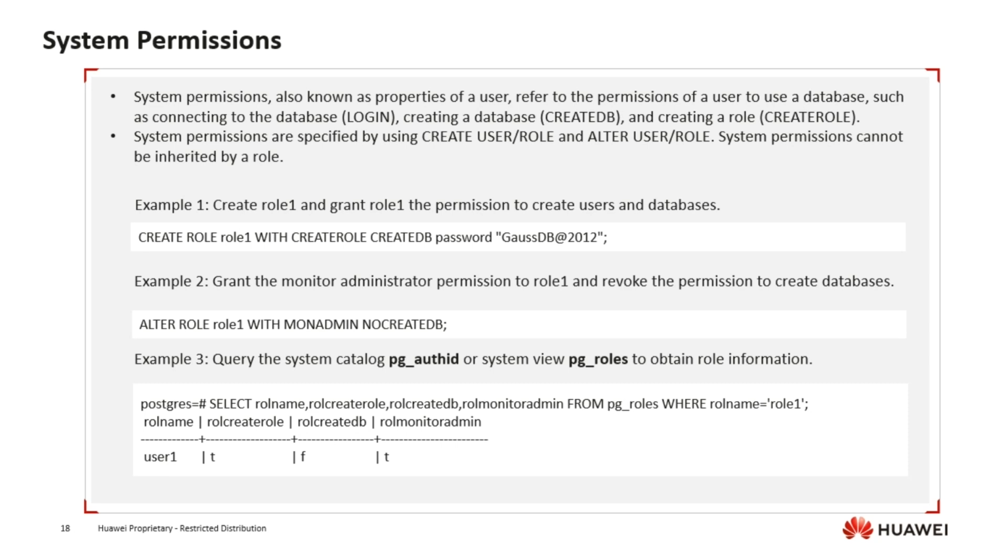And with a simple example, we create user1 with the createrole permission, and then use the alter statement to grant monitoradmin to role1 and revoke createdb. Also, we can check pg_authid to review our settings.